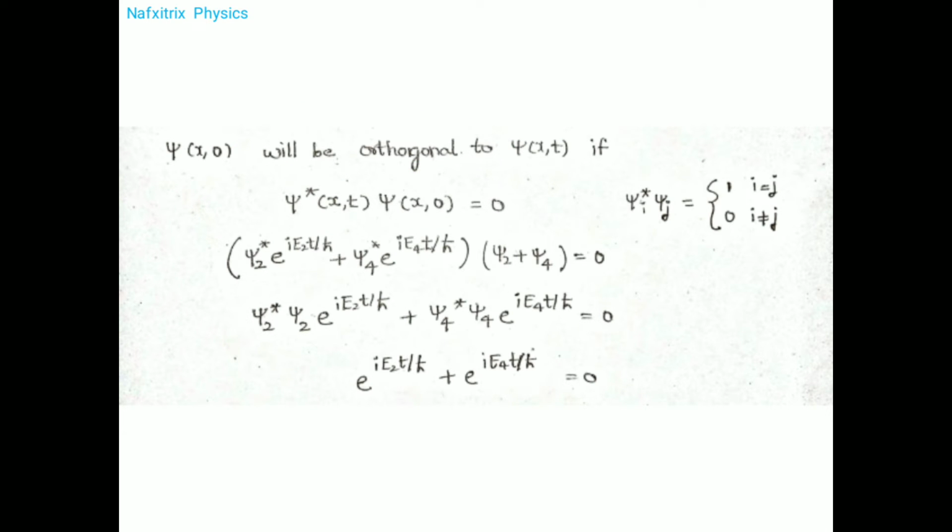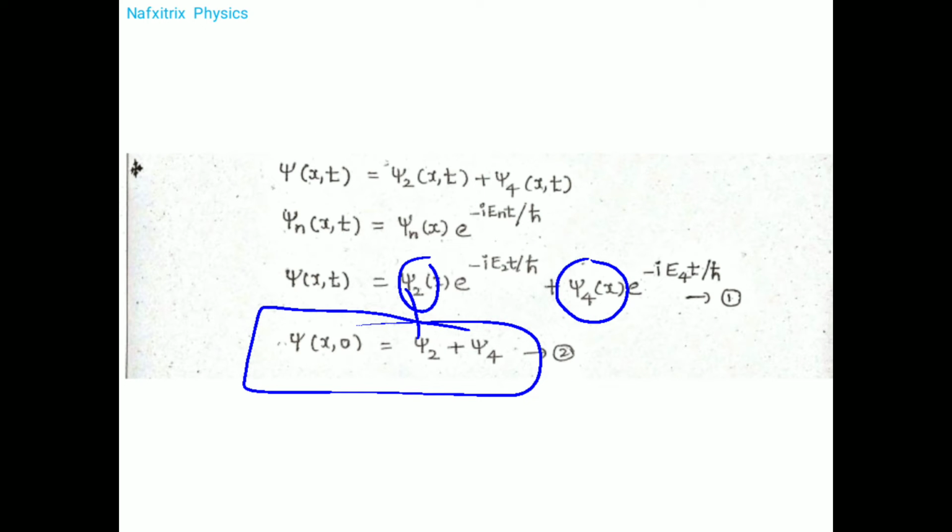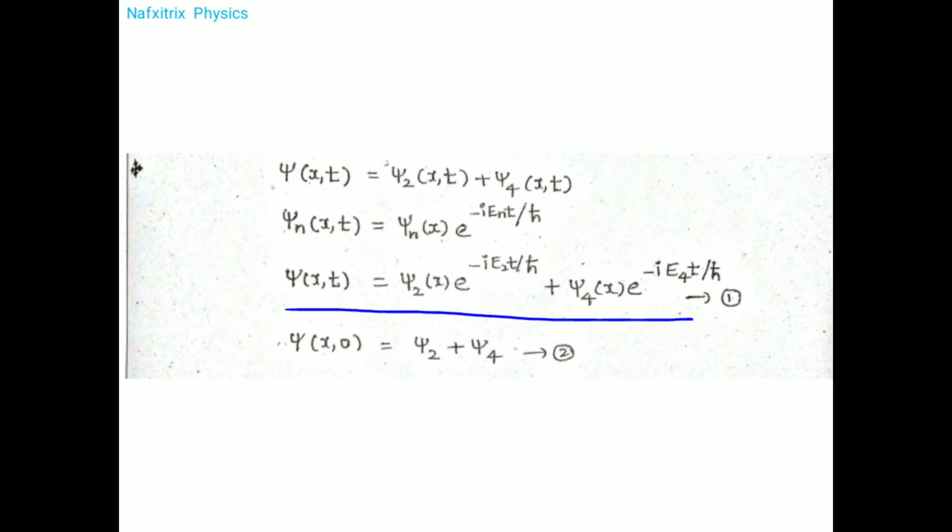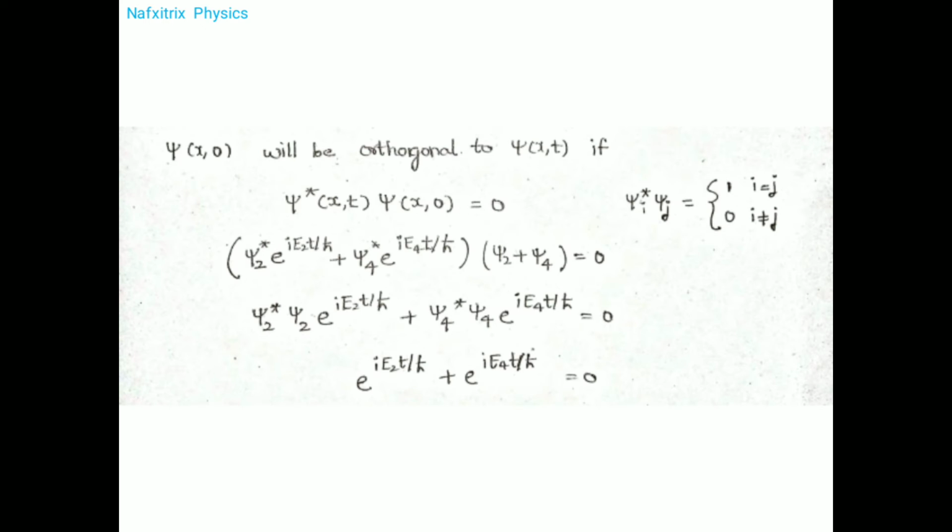So this is xi of x comma t. Xi star of x comma t is nothing but, in the place of i, we need to replace it with minus i. So minus into minus gives plus, and we get e power plus i E2 t by h cut. Here also, in the same manner, in the place of i we place minus i, so we get plus in the powers. So here you can see it: xi2 into e power i E2 t by h cut, plus xi4 into e power i E4 t by h cut.